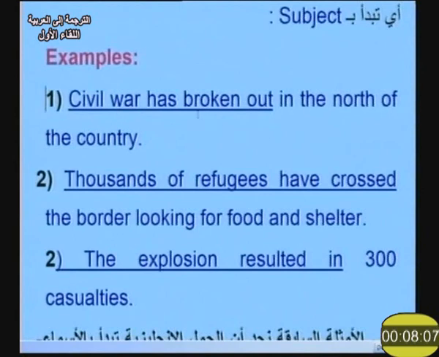ونلاحظ هنا has broken out is present perfect tense. هنتكلم على tense بعد كده in later lectures. اندلعت الحرب الأهلية في شمال البلاد. معنى هنا اندلعت ولم تنتهي بعد. The present perfect, the tense is important as well in translation.